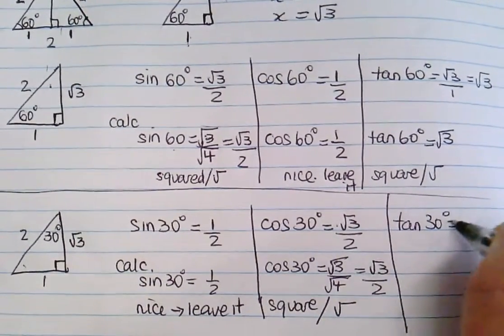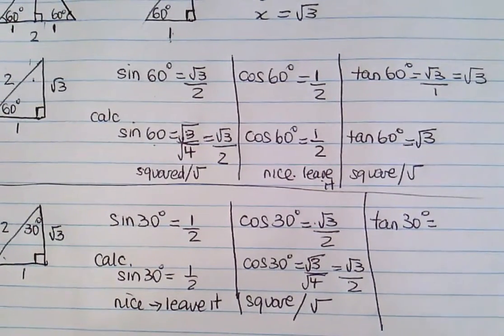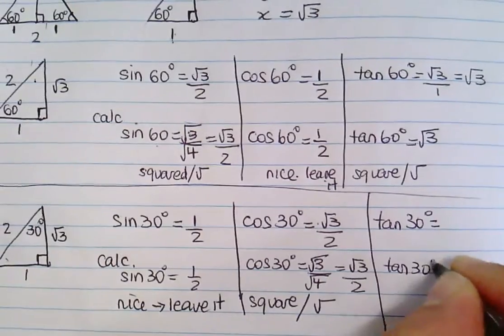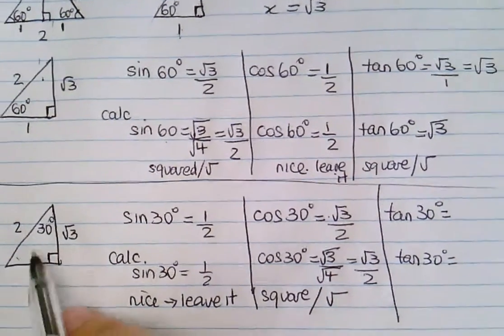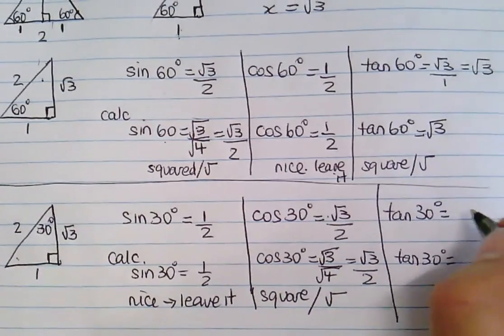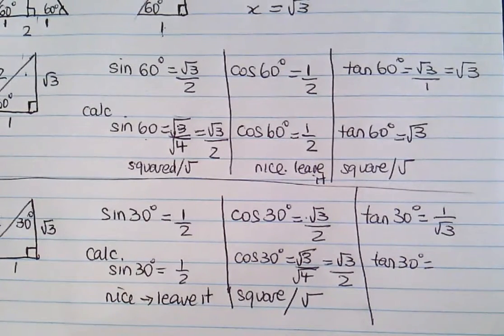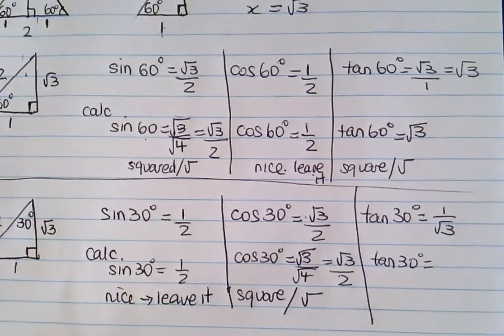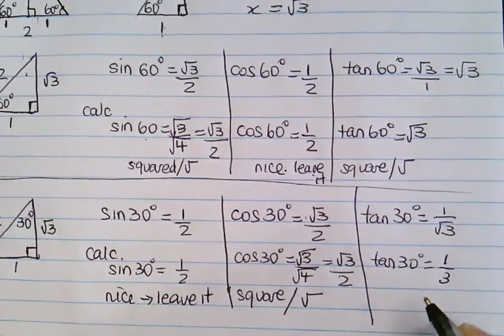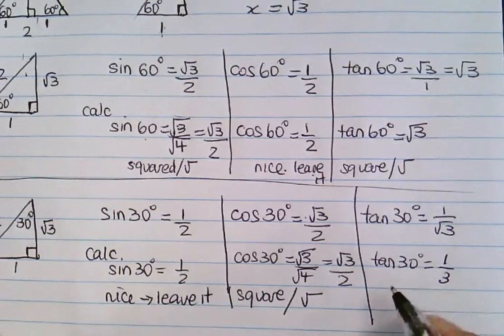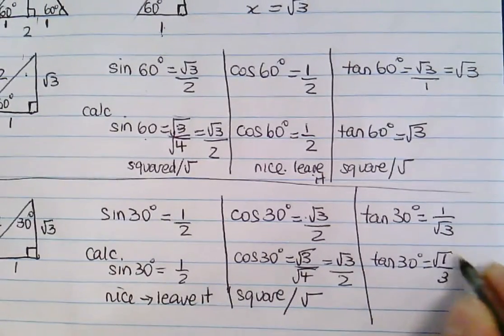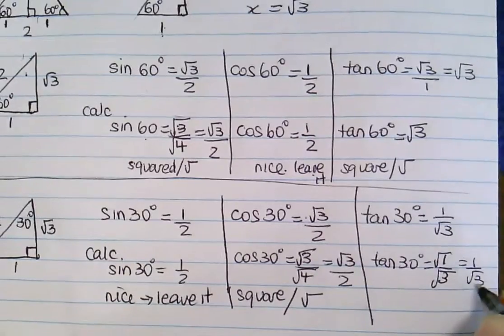Tan of 30, not very nice. On your thing, what do we get? 1 over square root of 3. Good. On your calc, what do you get? Tan of 30. Whatever it is, square it. You get either a third or 0.33333, which is a third. Square root it back. Square root of 1 is 1. Square root of 3 is just the square root of 3.